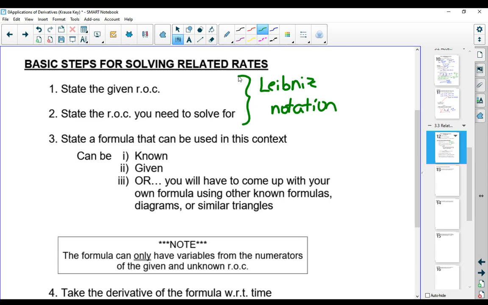Once you know what you have and you know what you're looking for, you have to figure out a formula that you can use to solve in the context of the question. Now, sometimes there are formulas that you already know, like the volume of a cylinder or volume of a cone. Sometimes they're given to you in the context of the question, and then other times you have to derive your own formula. For example, we're going to get into questions related to motion, and you might have to look at similar triangles, you might have to look at Pythagorean theorem, and so on.